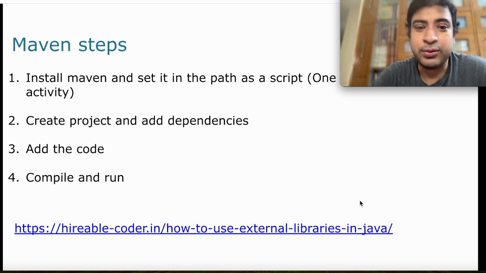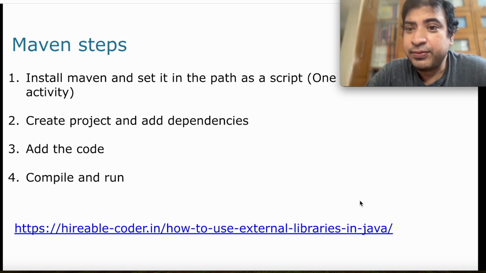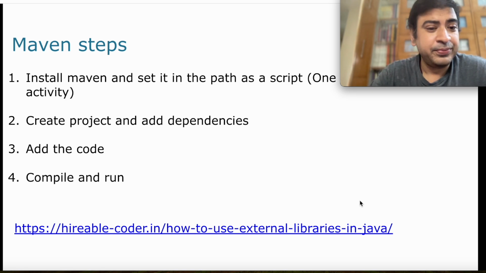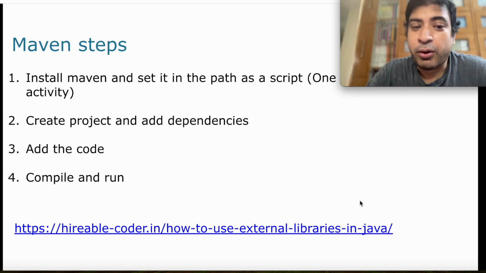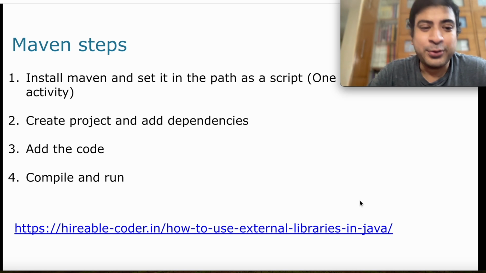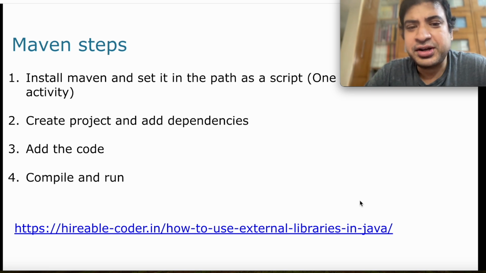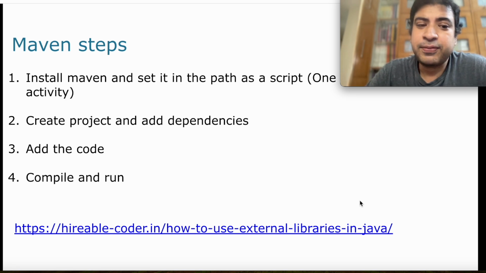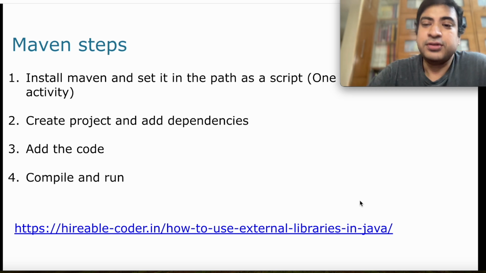First, of course, I'll have to download and install Maven and set it in the path as a script, because setting it in the path will help me run Maven from anywhere in my laptop or server. The second step is creating the project and adding the dependency. The third is adding the code, which is the most important part. And the fourth is compiling and running the code. The first part, installing Maven and setting it as a script, is definitely a one-time activity. The second, third, and fourth are specific to individual projects.